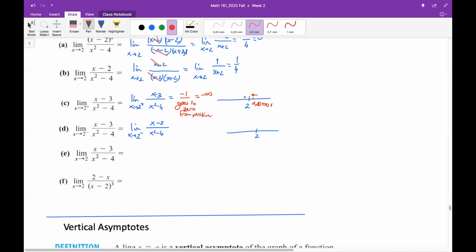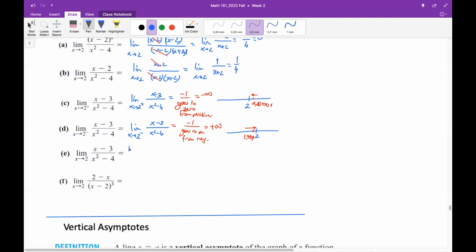2 is here, and we are approaching from the left, so you insert for x something like 1.999. Then the numerator is again minus 1, and the denominator goes to 0 from the negative direction, right? From negative. That's why it is minus 1 divided by a really small negative number. That's why this time it is plus infinity.